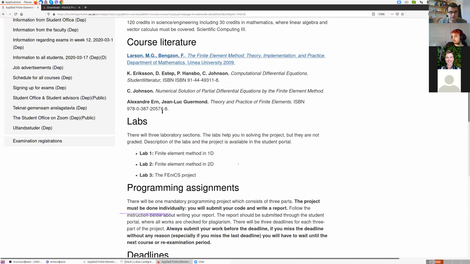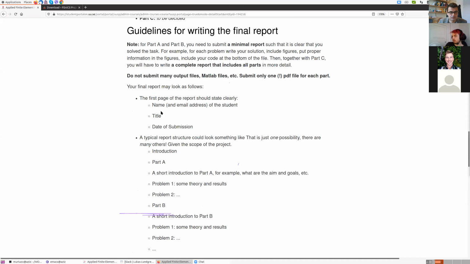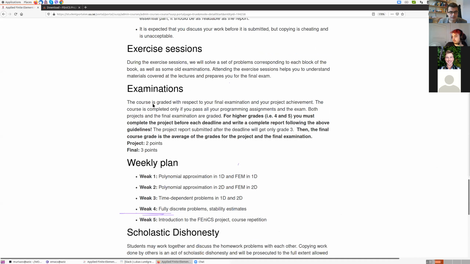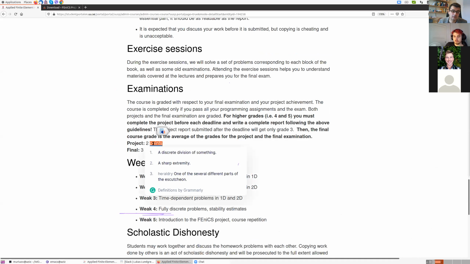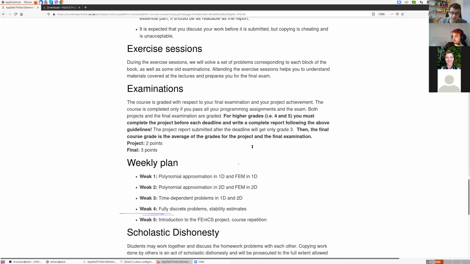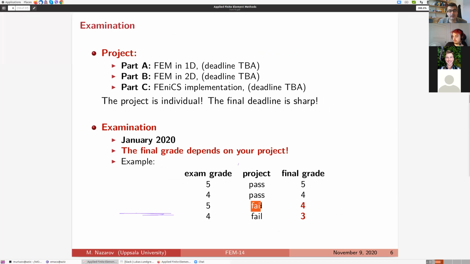Examination. You see, you have 2 points for the project, but you have to pass the project. The only thing is that if you want a high grade, you shouldn't miss the deadline. So you have to follow the deadline and complete your project in this time. So I think this is a bit misleading. I agree with you.